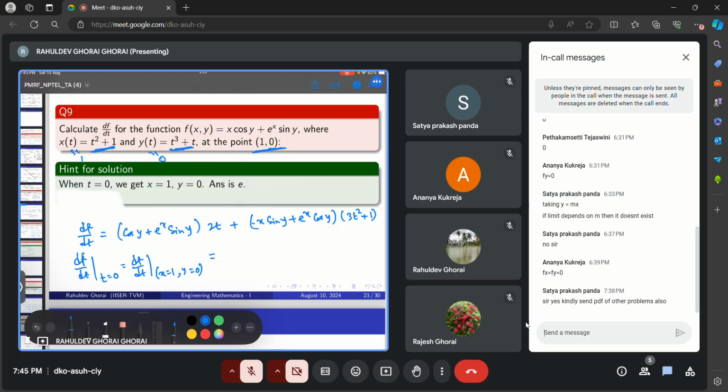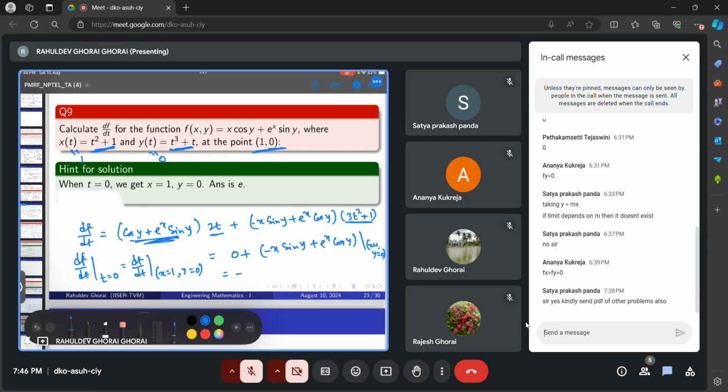So that implies, whatever the value here, this 2t is there, so it will be 0 plus whatever the value, this will be 1. The t, when t is equal to 0, this will be 1. So it will be nothing but minus x sin y plus e to the power x cos y, only this. And that is at x equal to 1, y equal to 0, right?